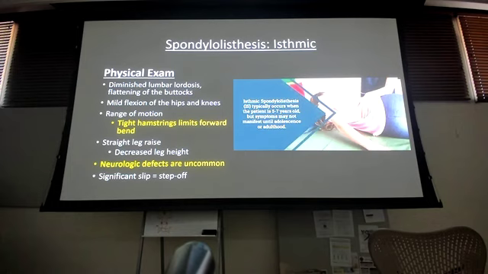Make sense? Okay. You'll never forget it now. So isthmic spondylolisthesis typically occurs when the patient is 5 to 7 years old. Okay, that's if it presents. Right? So again, they're saying if the patient presents at that age group, that's the age group they're going to present. Right? Good to go?